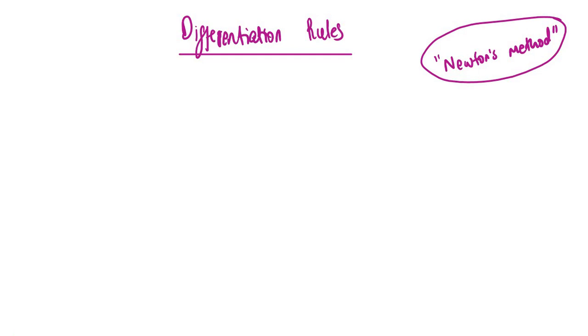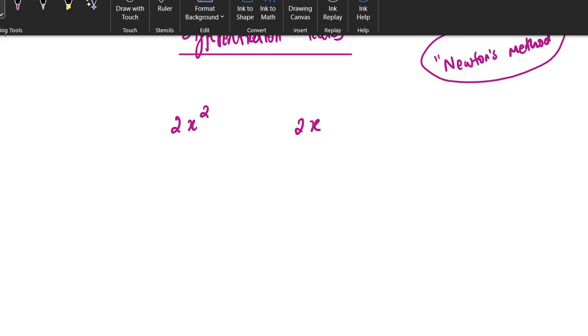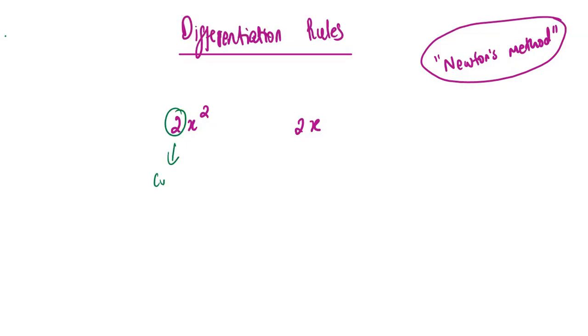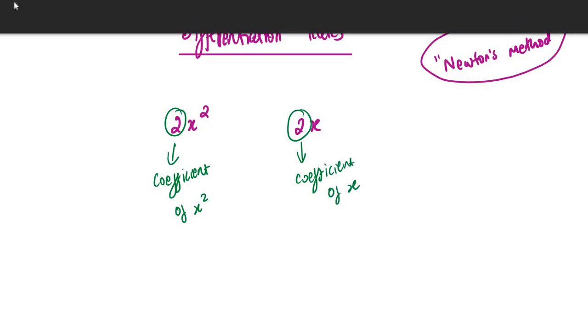But before we even talk about the rules, let's understand, guys. If I have, let's just say, 2x squared, and let's say I have 2x. I want us to understand something that we call a coefficient. What is a coefficient? 2 here would be a coefficient of x squared, while 2 here would be the coefficient of x.